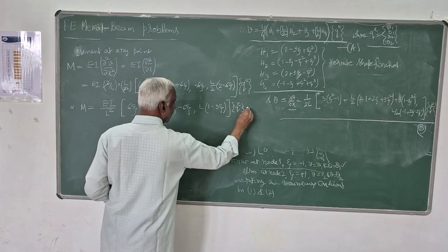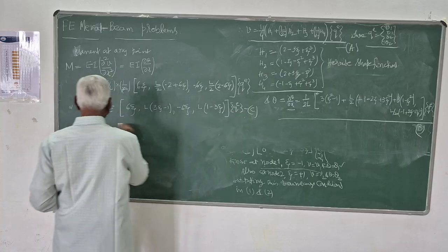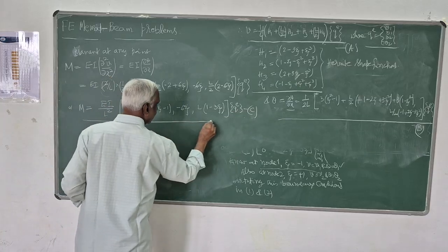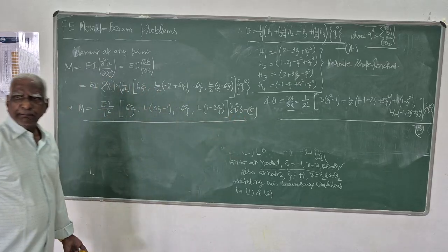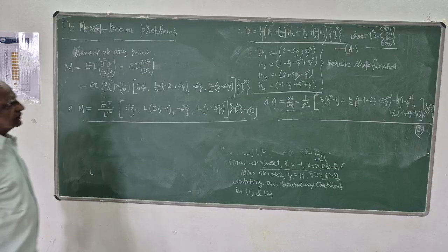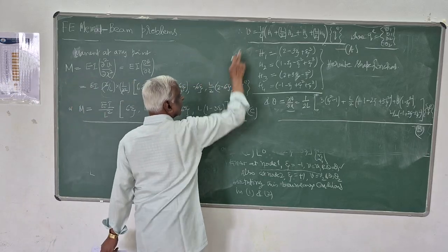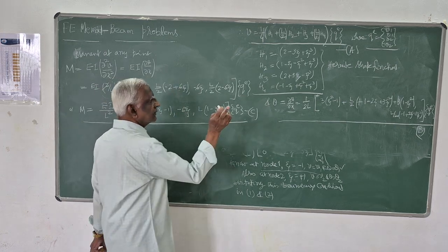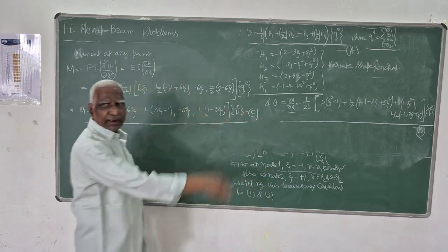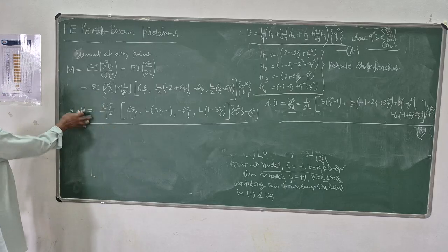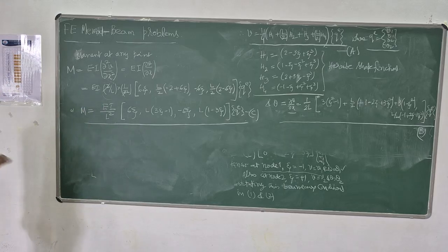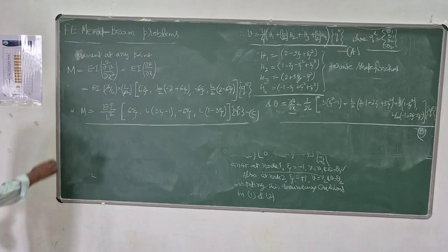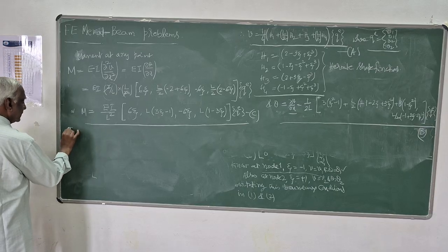this is the moment equation. See, this is the moment equation at any point. So this is deflection at any point, vertical displacement. This is slope at any point. This is moment at any point in the beam. Similarly, we can get shear force at any point.